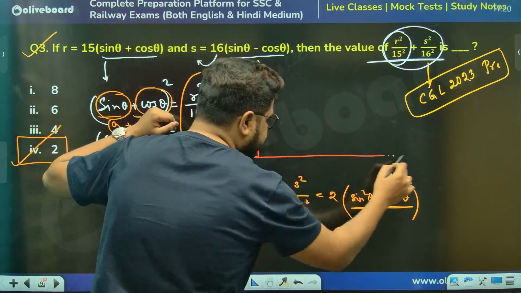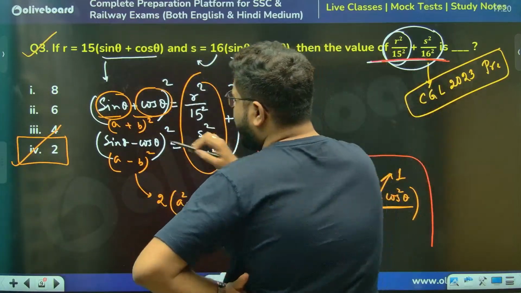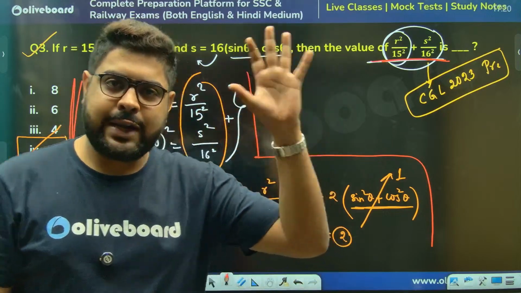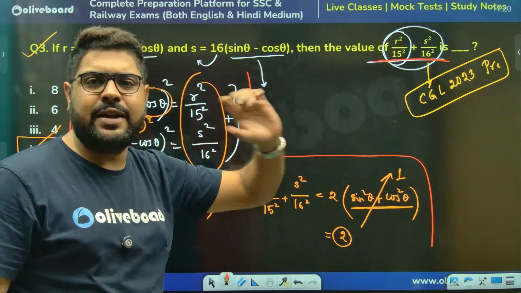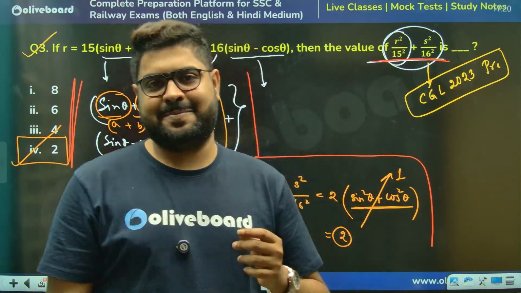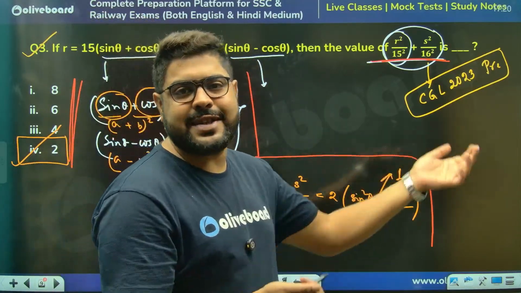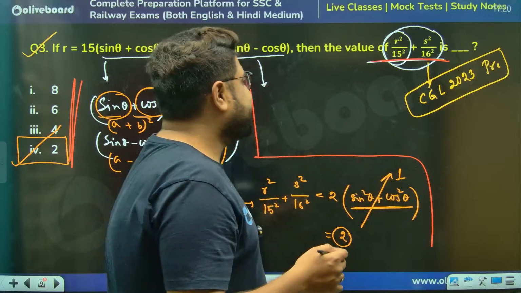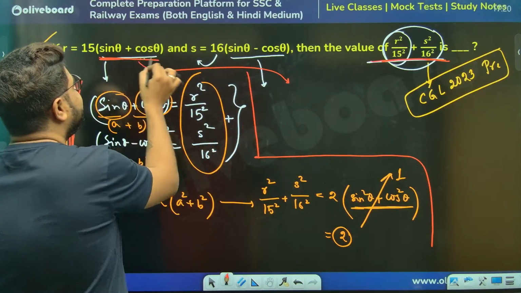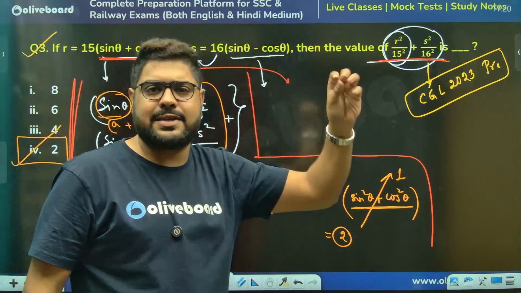Now, another way to think about this question. This exact thing we understood. The options are this, which means this has nothing to do with theta. So whatever this is, it is independent of theta. Theta does not even matter. So if something doesn't matter, I will put any value of my choice as theta. You can put 0, 90, 30, 45, 60, anything.